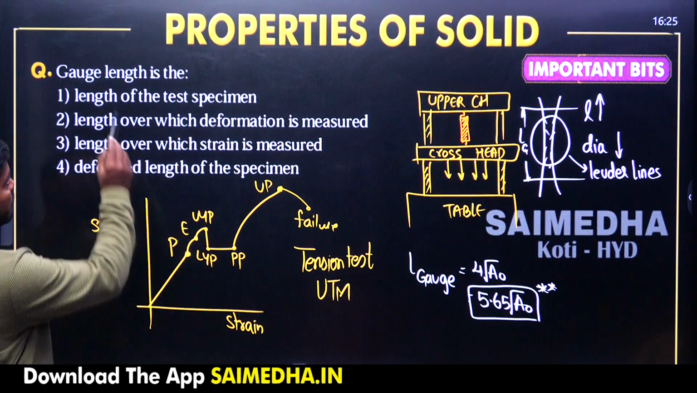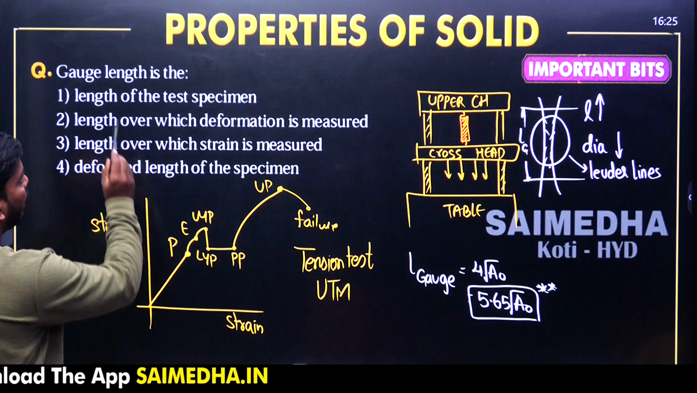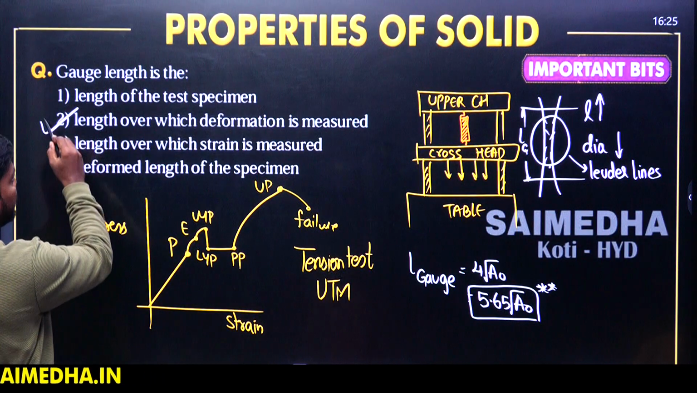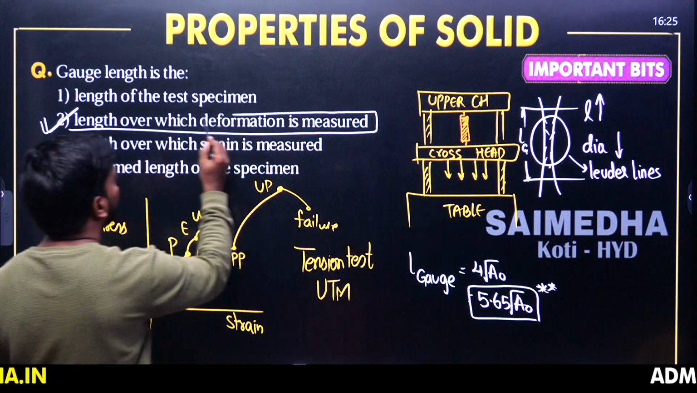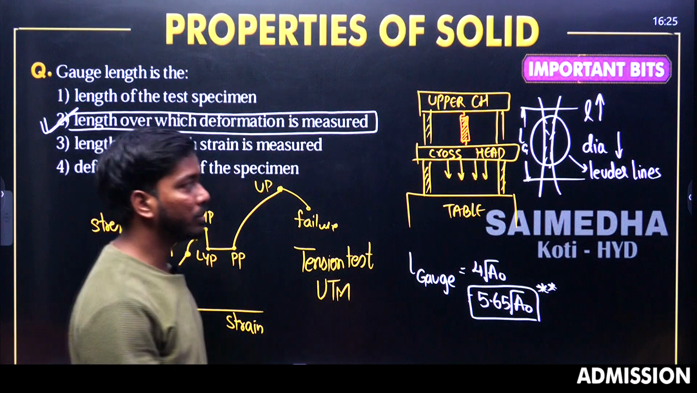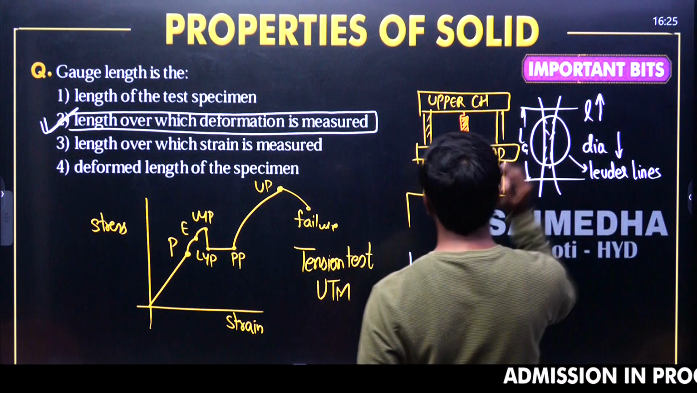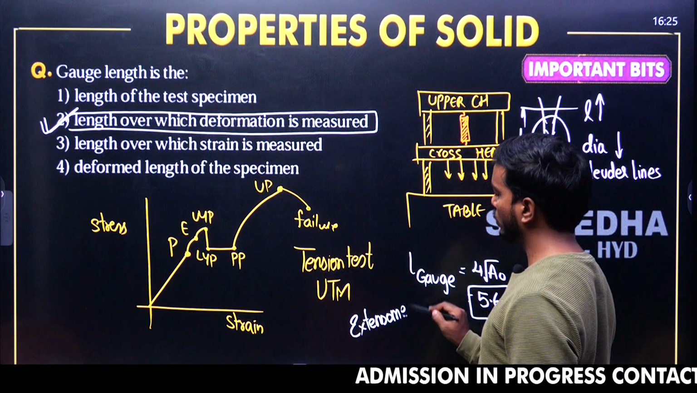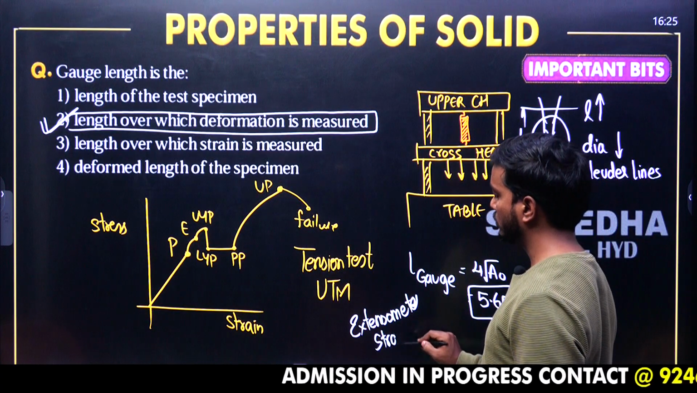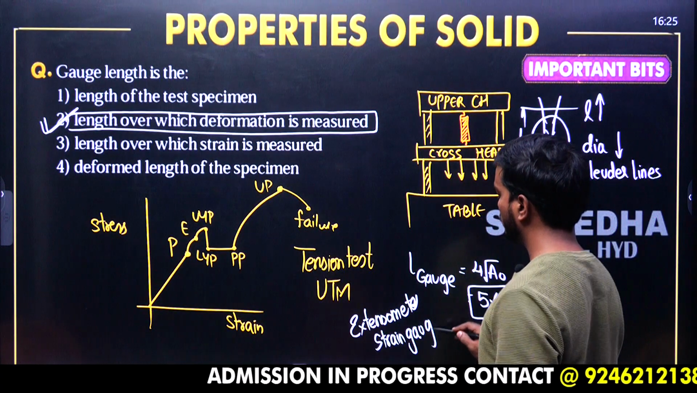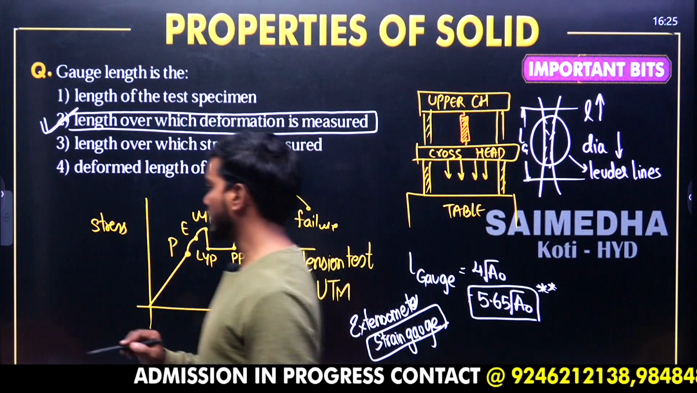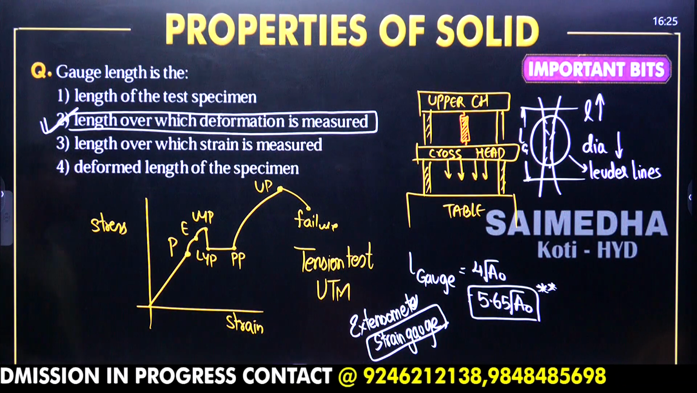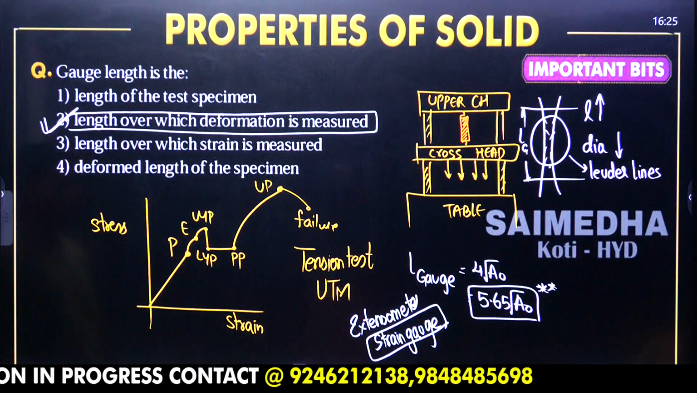So now the question asked is, what is this gauge length? Gauge length is the length of the test specimen? No, it is the length over which the deformation is measured. Yes, this is your answer. And for measurement of the deformation, we have a device called an extensometer, strain gauge. How is it measured? By an extensometer, strain gauge. Okay, go through it. What is the meaning of gauge length? Gauge length is the length over which the deformation is measured.